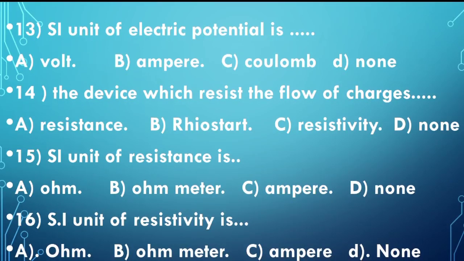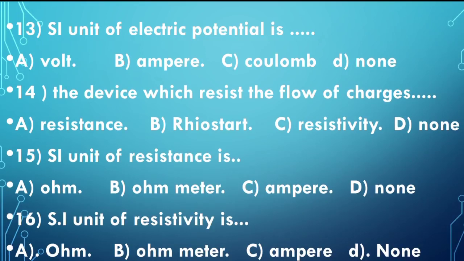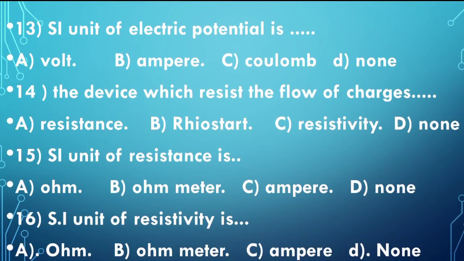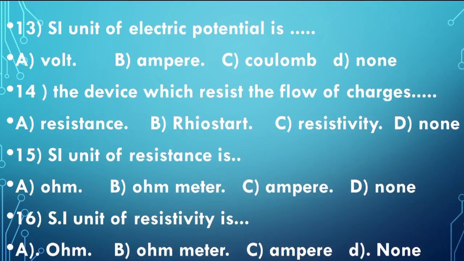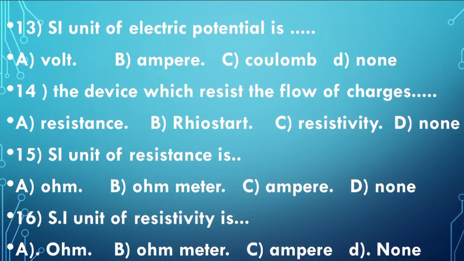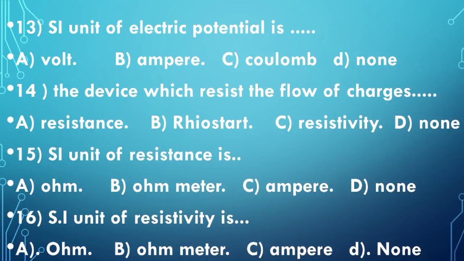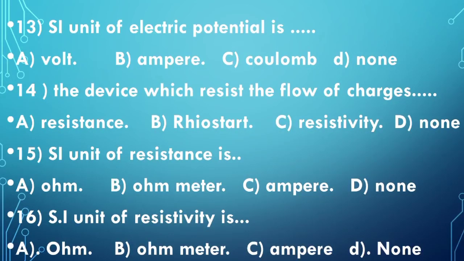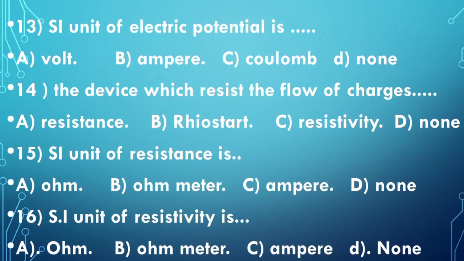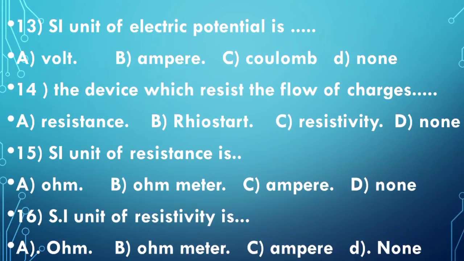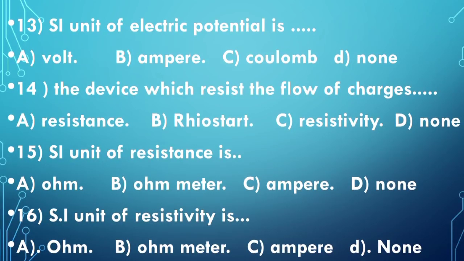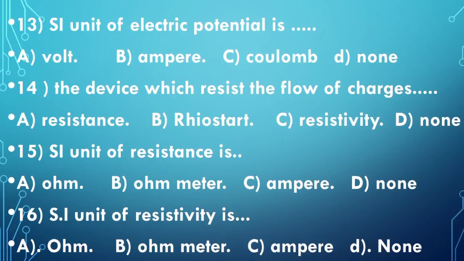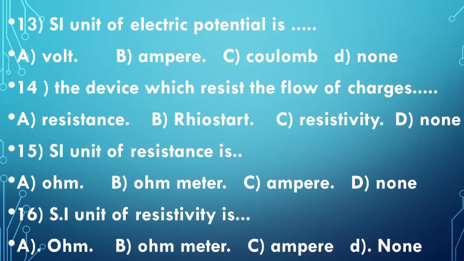Okay. Now moving on to the next question. The device which resists the flow of charges. Okay. Is it a resistance? Is it a rheostat, or is it a resistivity, or none? Children, I'll just clarify, I'll just change the question of the 14th one. I'll not call that a device. I'll say it's a property of a device which resists the flow of charges. It's a property which resists the flow of charges. So the answer will be resistance.